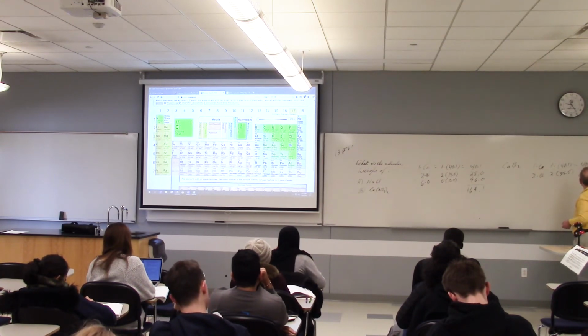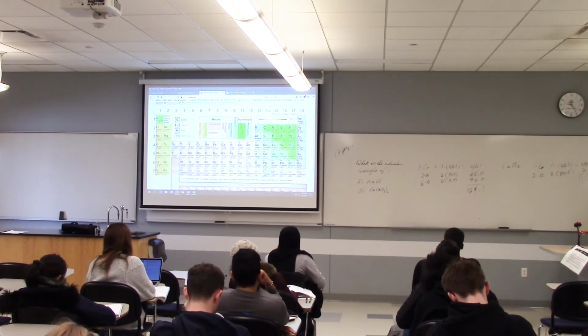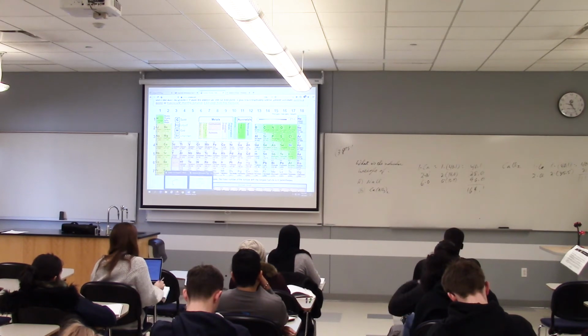This is 40.1. That would be 71.0. Wow, that's interesting. It'd be 111.1. One past the decimal. I don't have to round up. And that's how you do molecular weight. And you'll see almost instantly in a little while why that's an important thing to know how to do.